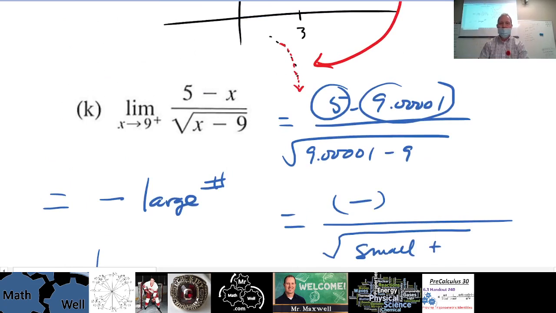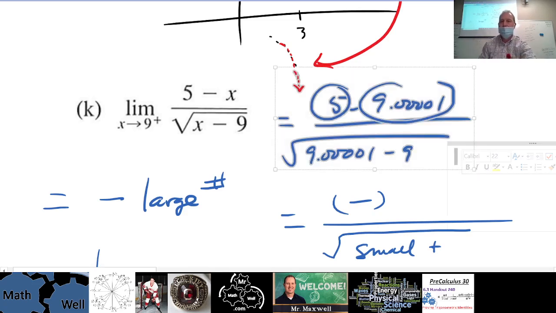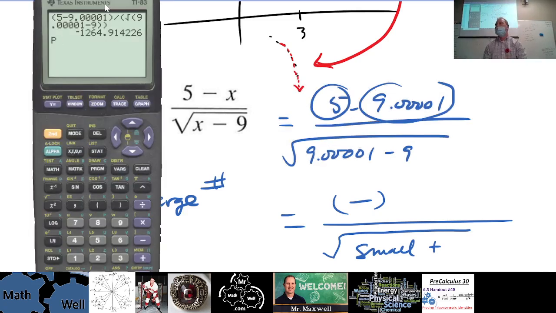If you want to actually put this into your calculator, I would encourage you to do that right now and see what value you get. You're going to get a negative something, and it's probably going to be on the larger side. So go ahead and do that right now. Maybe I'll do that here on this side too, and we'll compare our answers. Did you get something that looks like that? We might have used a slightly different decimal, but I get negative 1,264 or so. So that's a large negative number, right?